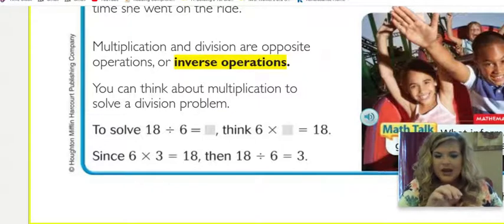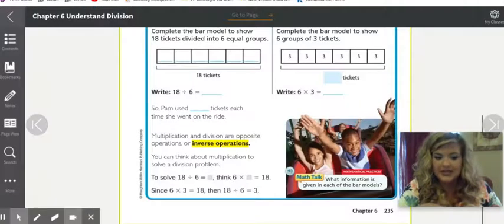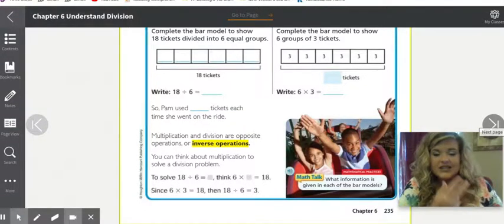And remember how we looked at 6 times 3 equals 18. Or if we were to read that backwards, or in the opposite way, we could go 18 divided by 3 equals 6. And that is for every multiplication and division problem where you have equal groups like this. They're inverse operations. You can flip it to find the answer. That's why it was so important that we learned our multiplication facts, because we're going to be using those multiplication facts as inverse operations.